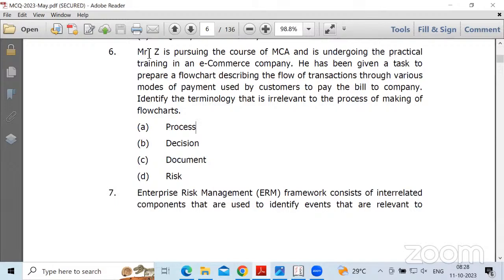Next, 6. X is pursuing a course of MCA and undergoing a practical training at an e-commerce company. He has been given a task to prepare a flowchart describing a flow of transaction through various modes of payment used by customers to pay the bill to the company. Identify the terminology that is irrelevant to the process of making flowchart.